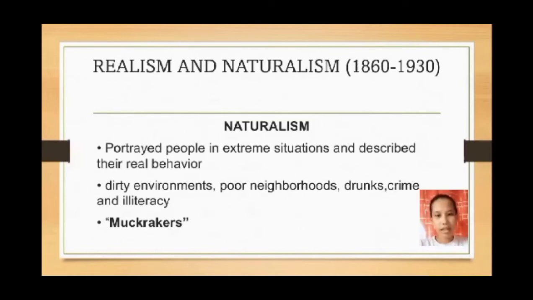That means that during this naturalism period, there were changes. Writers were portraying people in extreme situations, and one example of a story that relates to this is Maggie, a Girl of the Streets, which talks about a prostitute in New York, and that was written by Stephen Crane. And that's it for naturalism and realism.